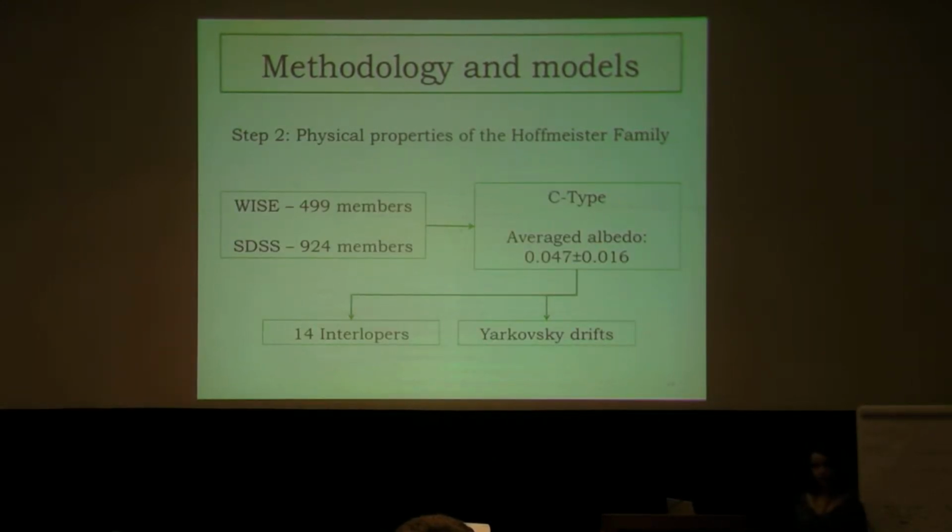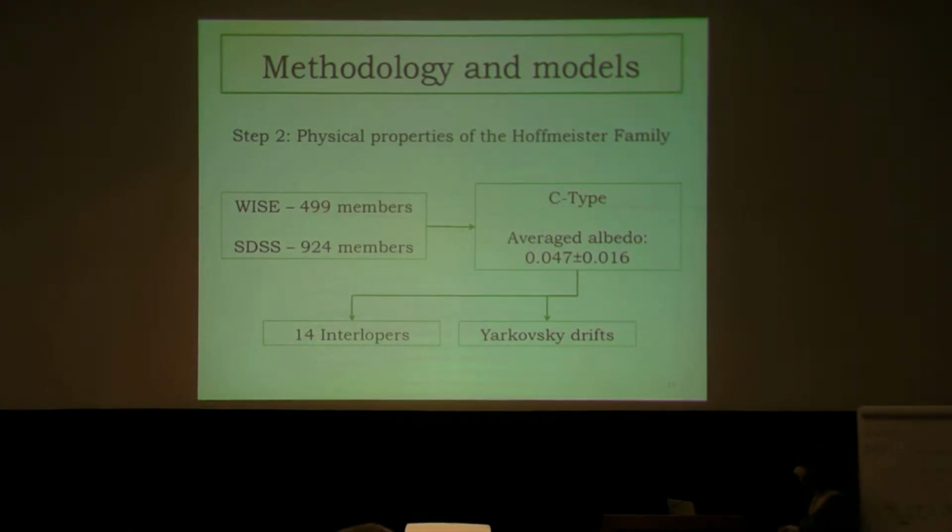The second step was to collect the physical data about the Altmeister family, and the WISE and SDSS databases were our main resources. They informed us about the general C-type of most of the members of the Altmeister family, and also provided an average albedo of this family of 0.04. These two pieces of information helped us to identify some potential interlopers in the family, but actually, as you see, there were very few. And also, as I will explain in a few seconds, they will help us to implement the Yarkovsky drift in our integration.